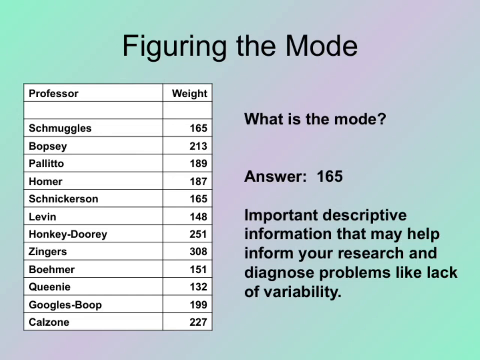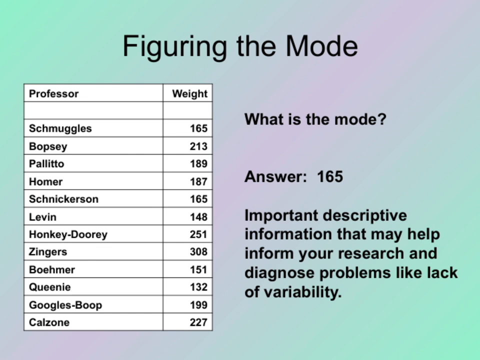So let's talk about the mode. The mode is simply the value that appears most frequently in a data set. In this case, we're looking at the weights of different professors. When we examine the list, we see that Schmuggles and Schnickerson both have a weight of 165, which is the highest frequency. That means, in this particular data set, the mode is 165.